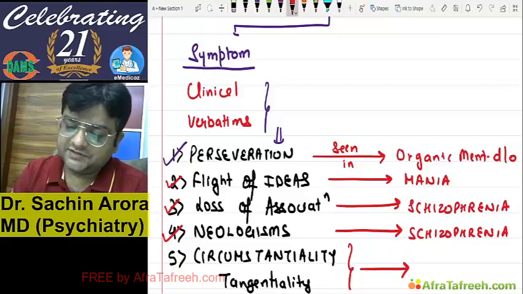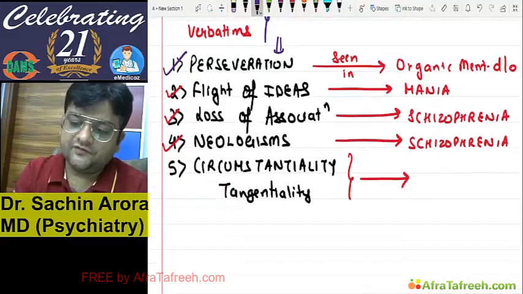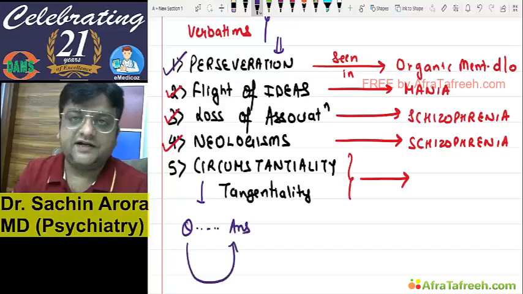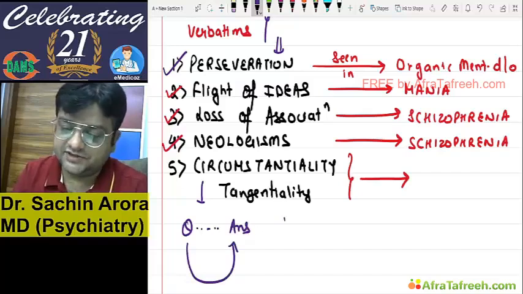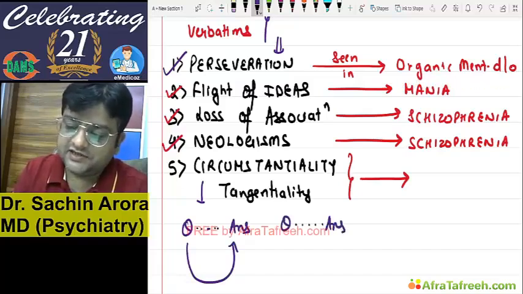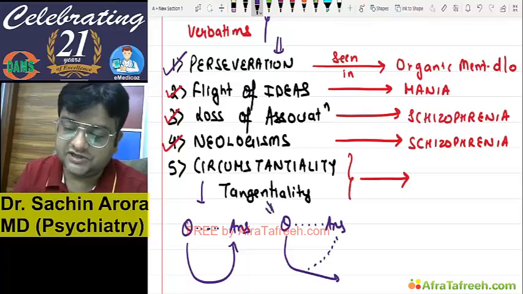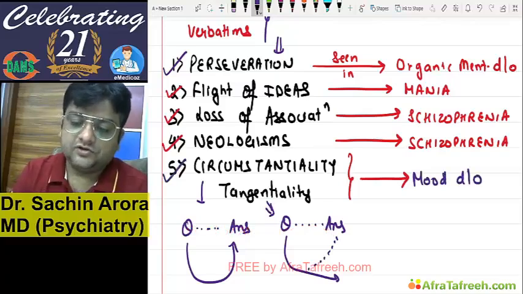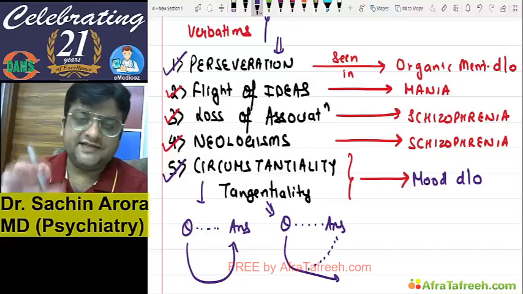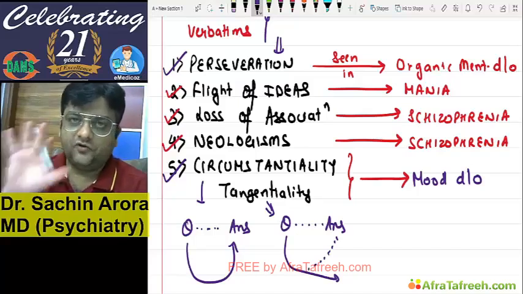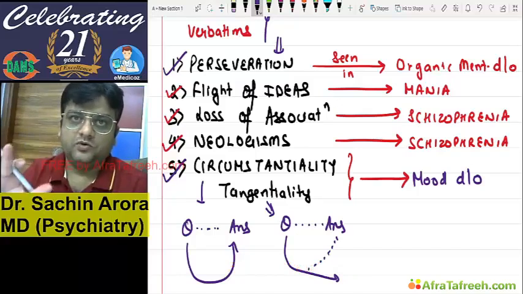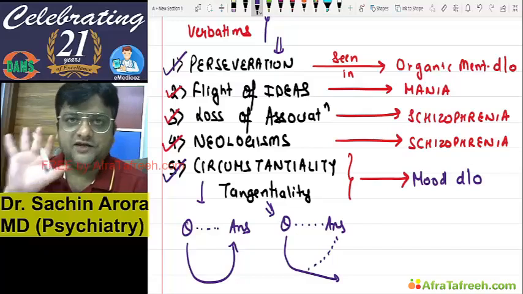Circumstantiality and tangentiality. When the patient is asked a question, he gives a detailed explanation but reaches the answer, that is circumstantiality. He just keeps on giving you details, never reaching the answer, that is tangentiality. These are seen in mood disorders. You can forget anything, but you cannot forget these 5 points of symptomatology. Must know. 5 points I have said to you, only 5.